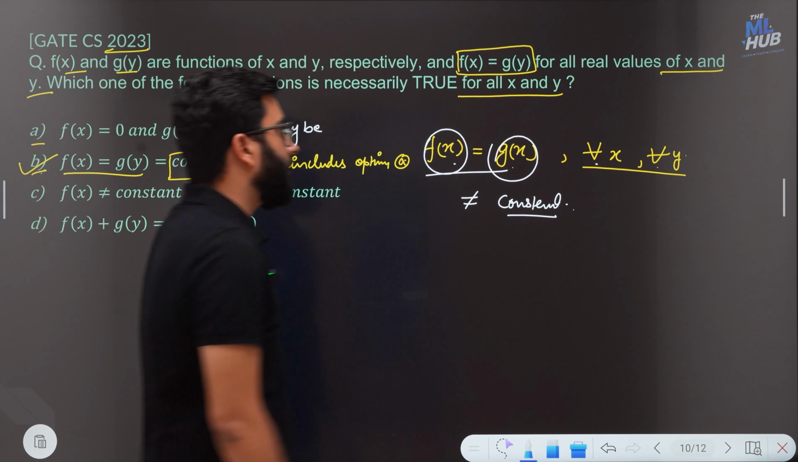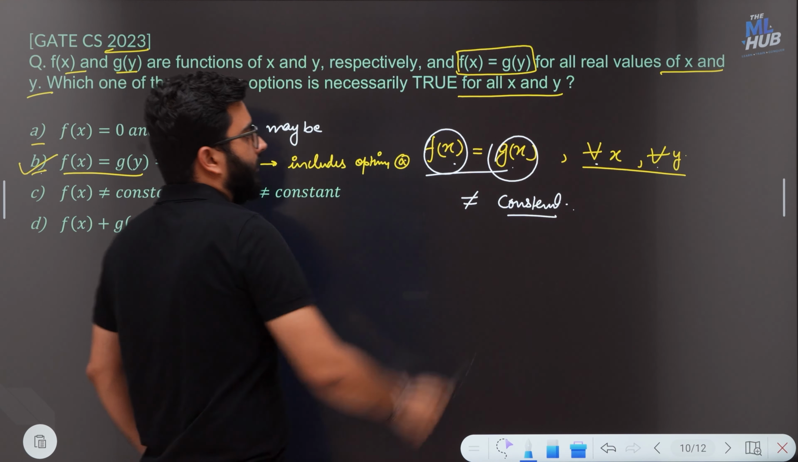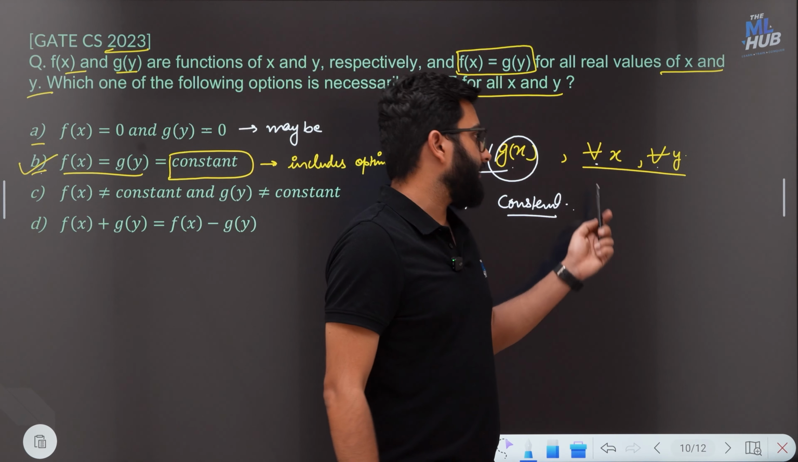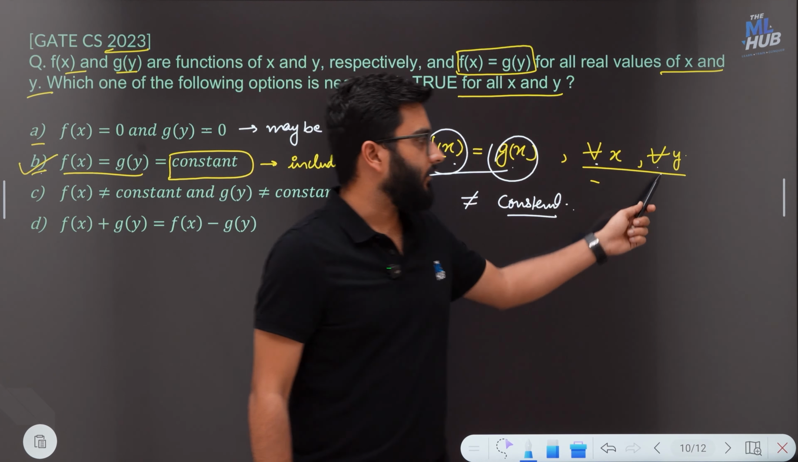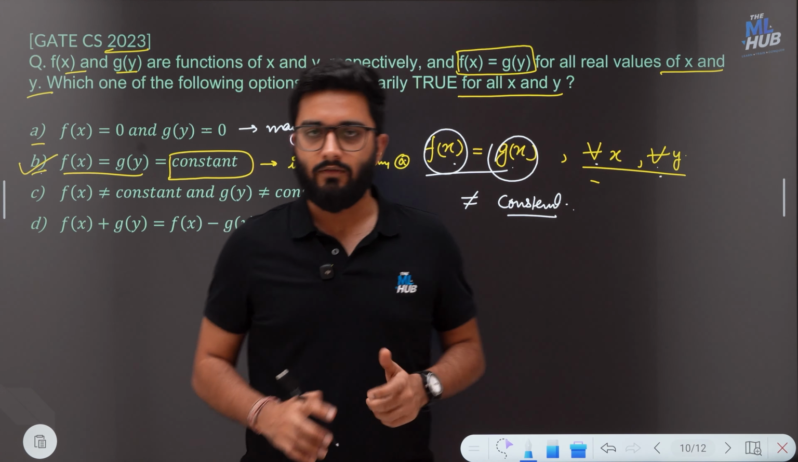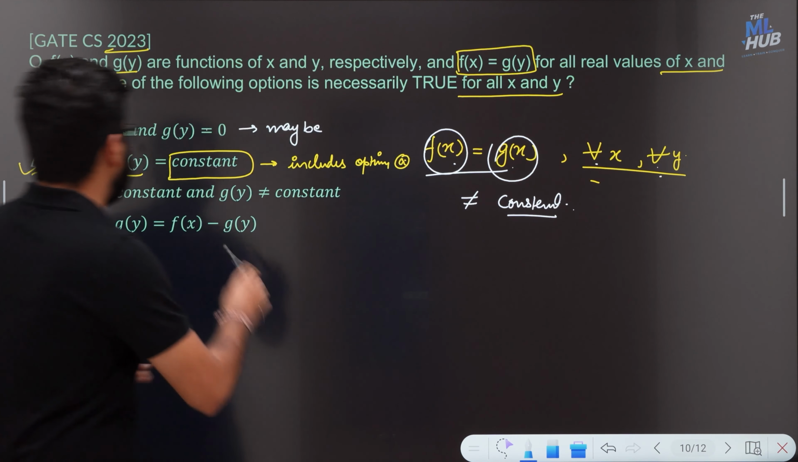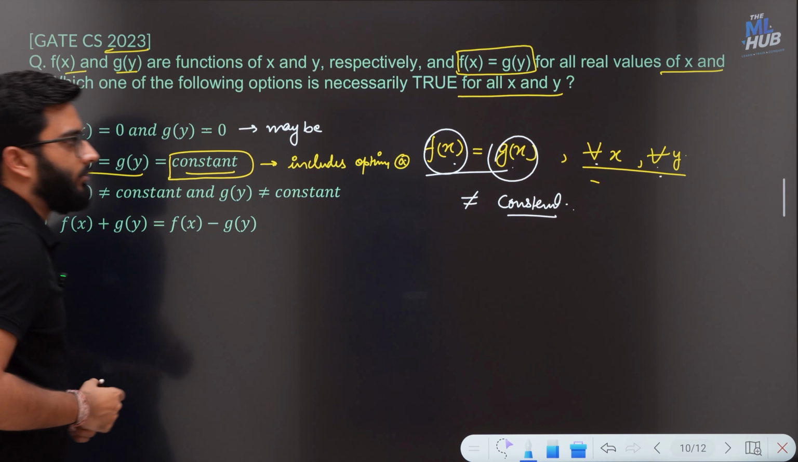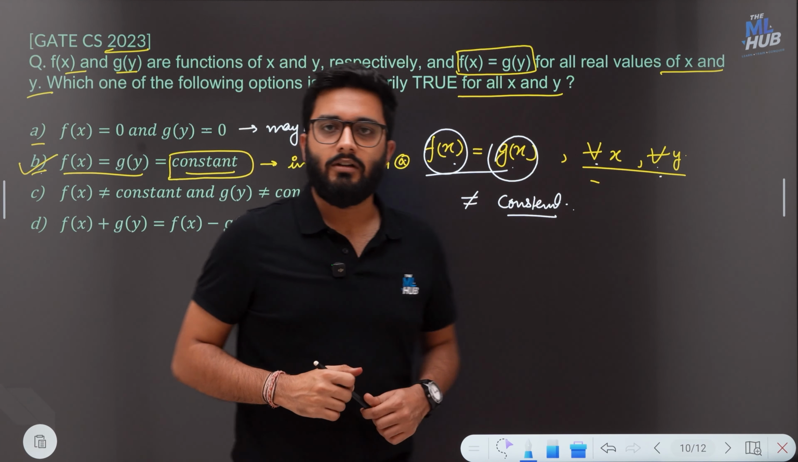You can take anything. You can take any x or y. It will not validate the fact that they both are equal for all x and for all y. So if they both should be equal, it should be a constant. So B is the most appropriate option among the four.